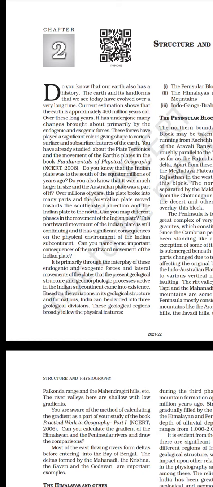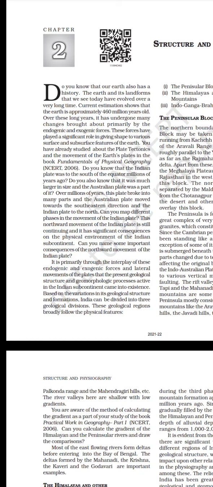Do you know that our Earth also has a history? The Earth and its landforms that we see today have evolved over a very long time. Current estimations show that the Earth is approximately 460 million years old. Over these long years, it has undergone many changes brought about primarily by the endogenic and exogenic forces. These forces have played a significant role in giving shape to various surface and subsurface features of the Earth.